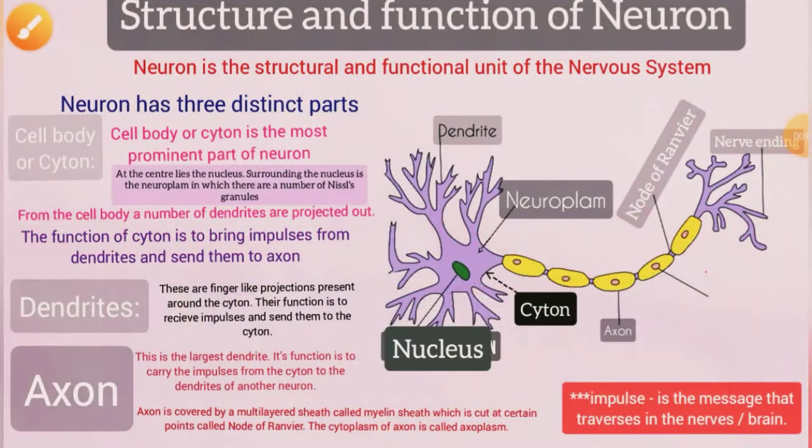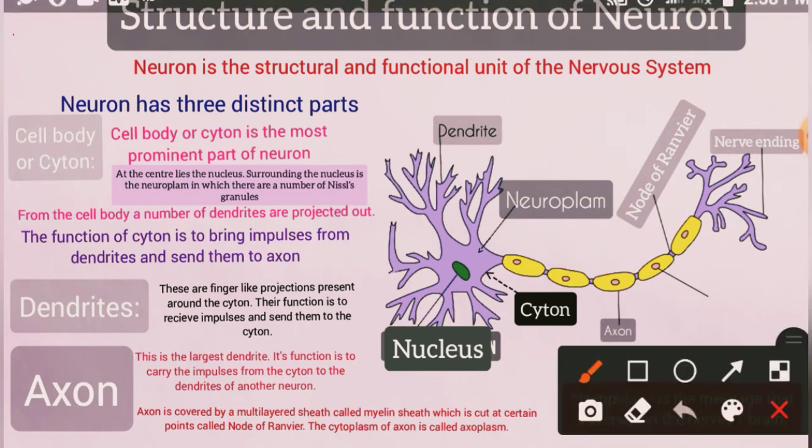We have been talking about the nervous system. The nervous system is made up of a specialized kind of cells called neurons. And the neuron is the structural and functional unit of the nervous system. Look at this diagram. This is a diagram of a neuron. This whole diagram is a neuron.